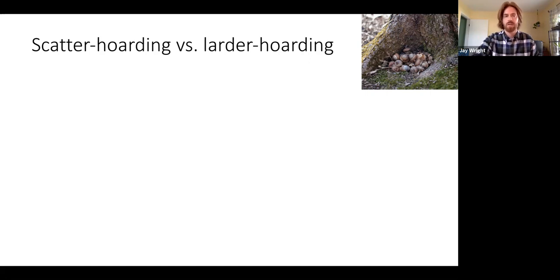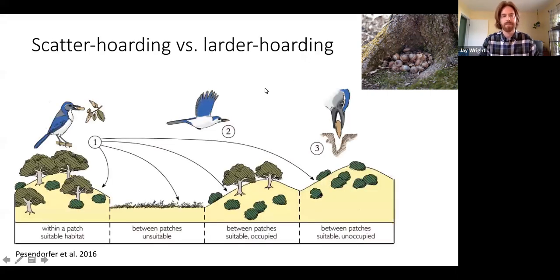So instead of just having one cache with all their acorns, pretty much every time they go to cache an acorn, they take it to a new spot. So they're getting 1 or 2 or 3 acorns in their bill, they're flying to a spot, caching, and they're going and getting another load of acorns and taking it somewhere else. So that's really great for the oaks in terms of dispersal.